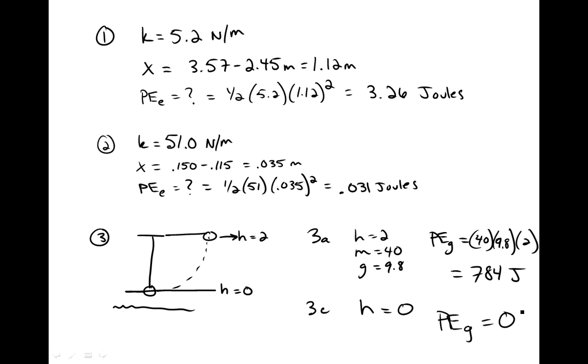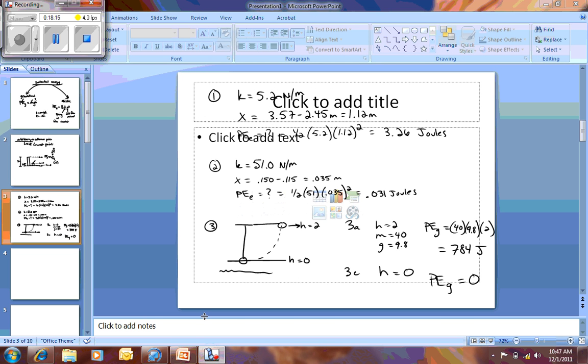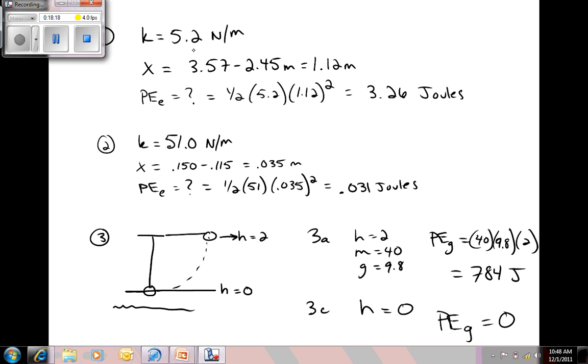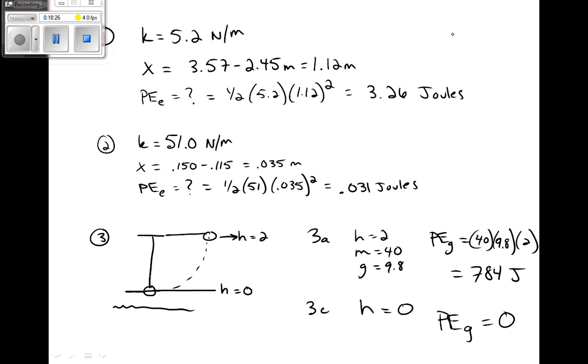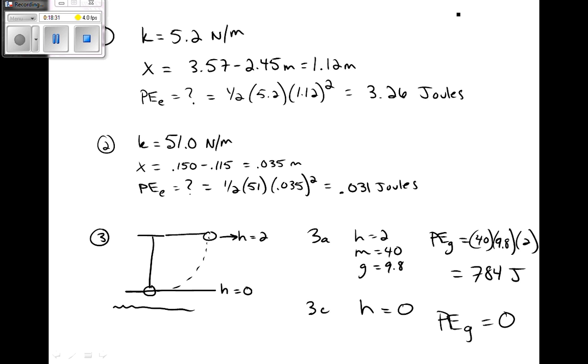Guys, really quick, let's take a look at 1, 2, and 3A and C. Or do you need a little bit more time? Okay, take your time. Quickly look at this. The K on number 1 is 5.2. To find the X, we've got to take where that spring is when the spring is by itself. Whoops, I lost my writing.